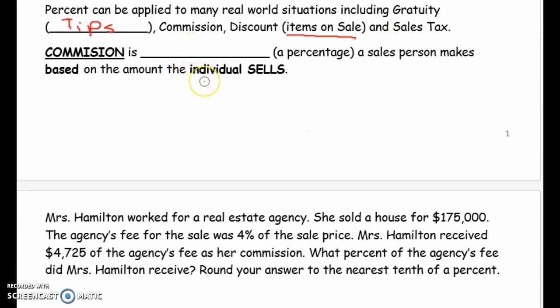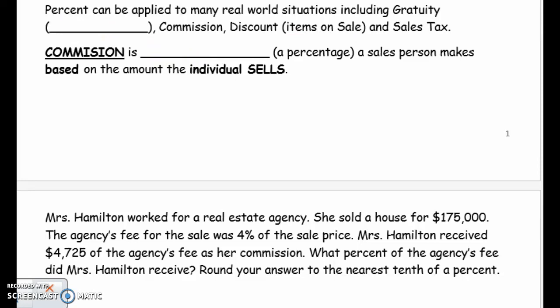Commission is a part or a percentage that a salesperson makes based on the amount the individual sells. So in other words, if a car salesperson sells a lot of cars, they're going to make more money. If they don't sell anything, they probably won't make any extra money. Real estate is the same way. Most of their income depends completely on commission. I'm going to scroll up.